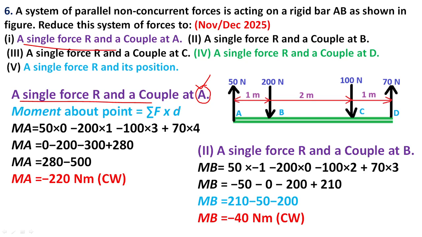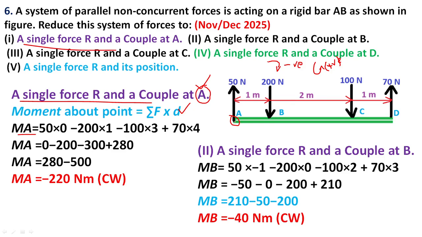The formula generally used is F into D, force into distance. So the moment at point A: a force acting clockwise is negative, and counterclockwise is positive. Clockwise is negative and anticlockwise, counterclockwise, is positive.